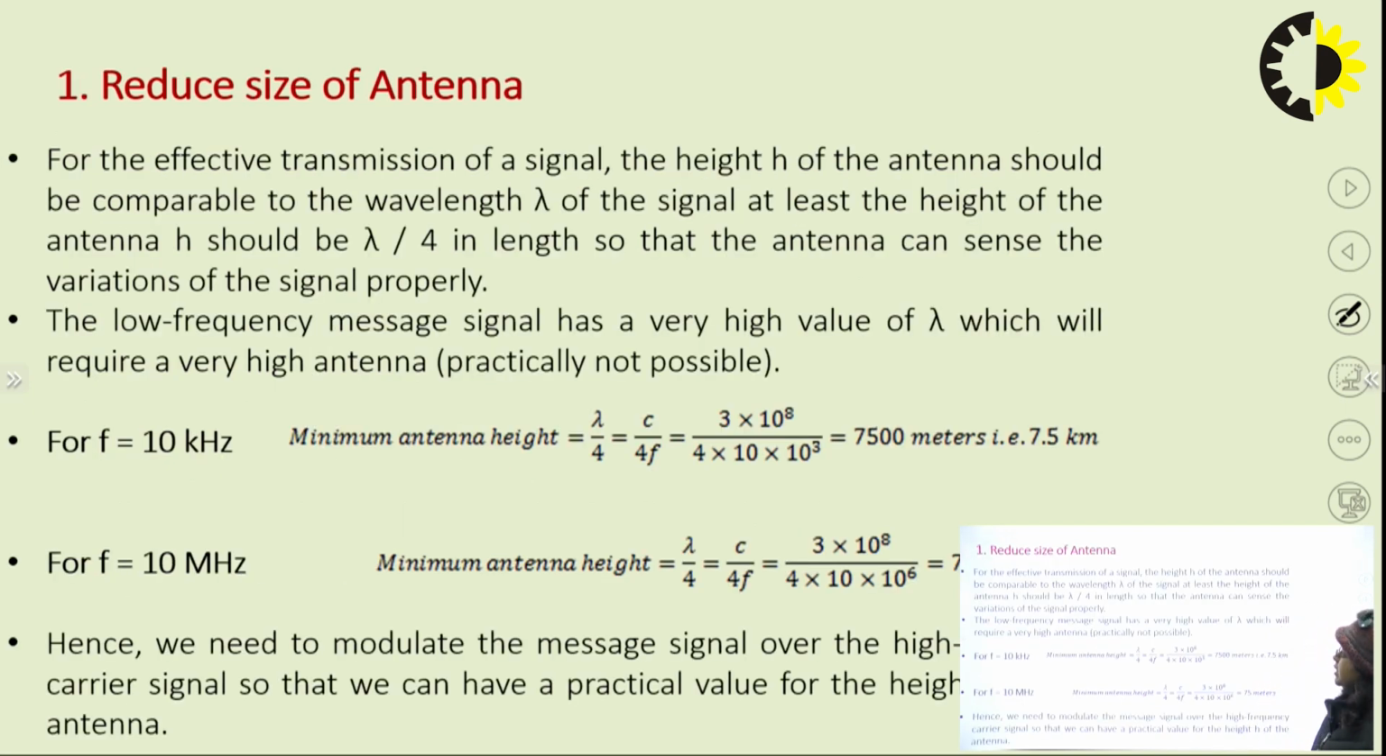As we know, the size of antenna is directly proportional to wavelength, that is lambda by 4, and wavelength is inversely proportional to frequency, that is C is equal to F lambda. So we can say that lambda is given as C by 4F. So with modulation, frequency increases, thereby the height of antenna reduces, which makes it feasible to design a communication system with a smaller height of antenna.